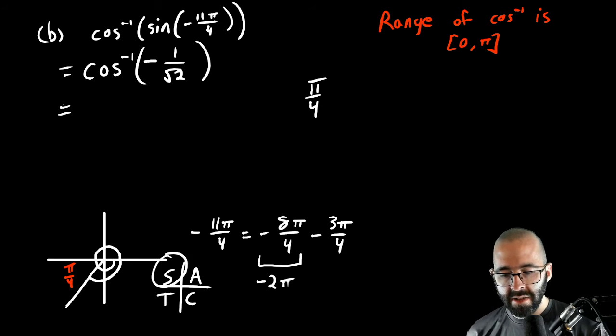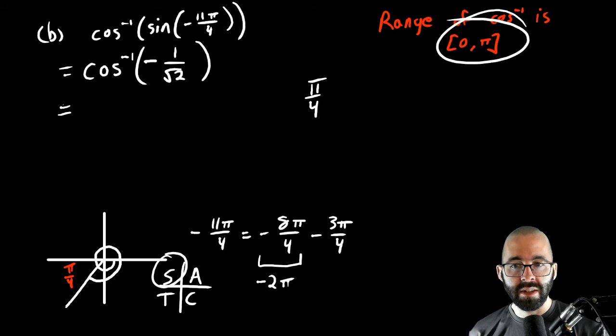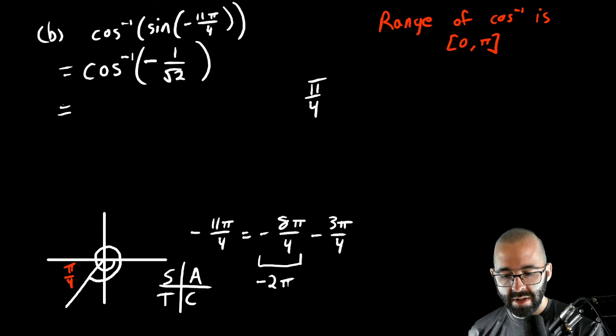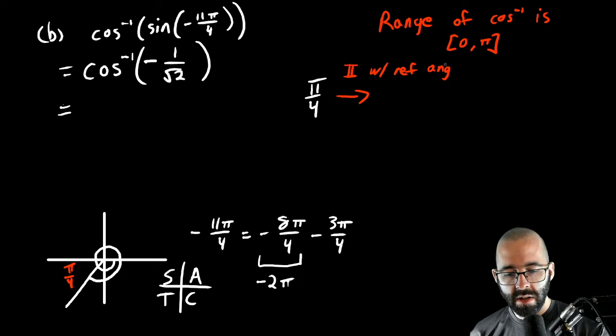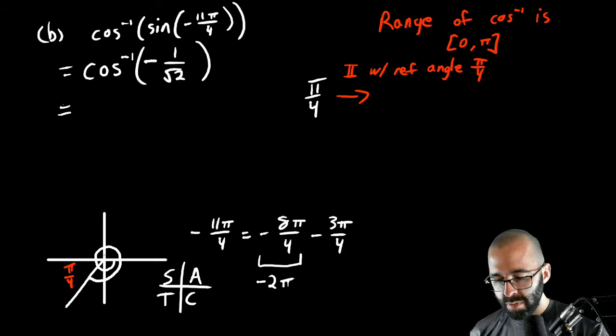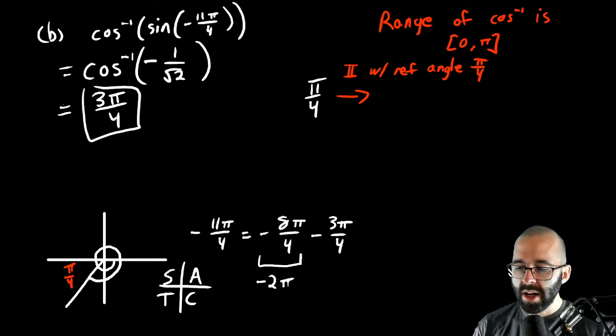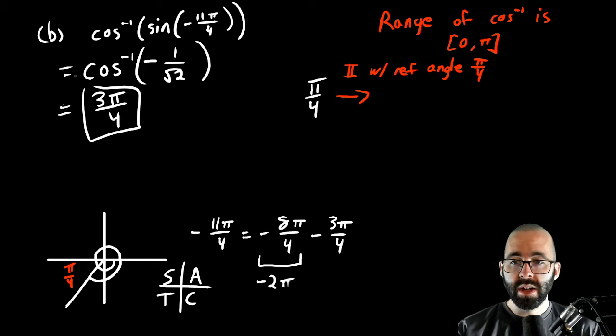Well, cosine is negative on this restricted domain in the second quadrant. So we need something in the second quadrant with this reference angle pi over 4. That's going to be this blue angle right here, 3 pi over 4. And again, these problems are pretty complicated. The quiz is going to have pretty complicated problems.